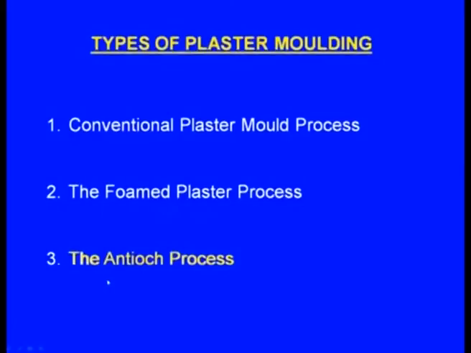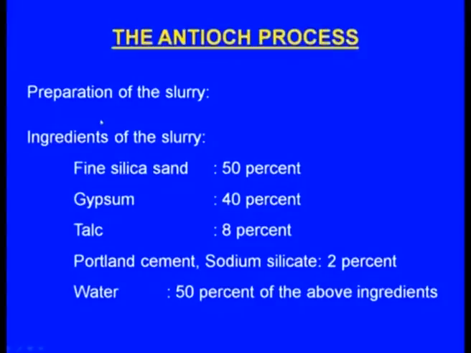So strength came down. Now again this became a challenge, strength. People wanted to increase the permeability and also increase the strength. That is how they landed on the Antioch process. What is this process? In this process, strength is enhanced and the permeability is also enhanced. Now preparation of the slurry, first step.